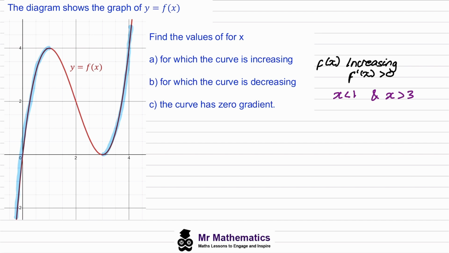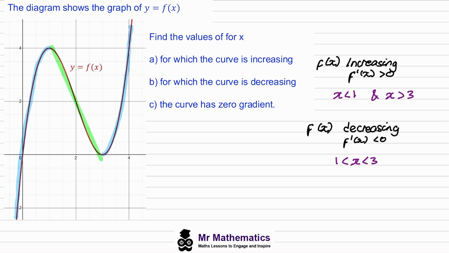And then to find the values of x for which the curve is decreasing, this is when x is greater than 1, but less than positive 3. And this is where we have a negative gradient. So f dash of x must be less than 0 when x is less than 3, but greater than 1.